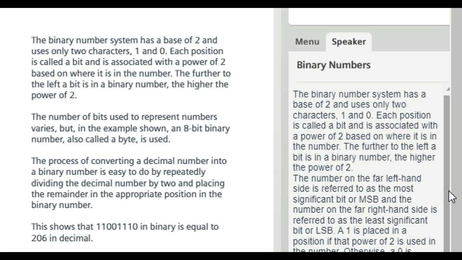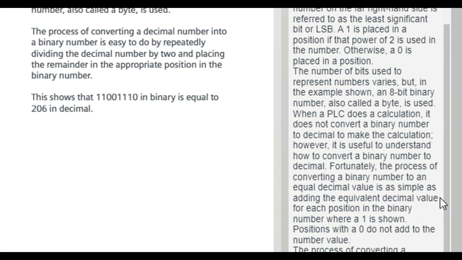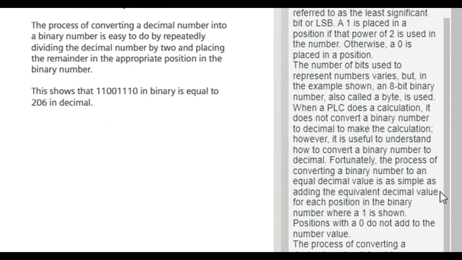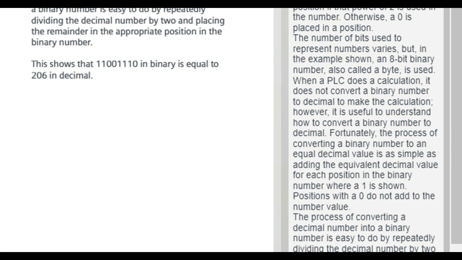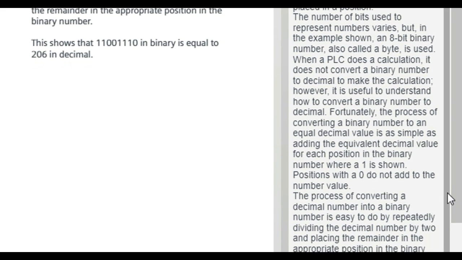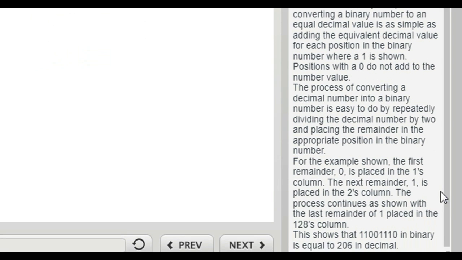The number of bits used to represent numbers varies, but in the example shown an 8-bit binary number, also called a byte, is used. When a PLC does a calculation, it does not convert a binary number to decimal to make the calculation. However, it is useful to understand how to convert a binary number to decimal. Fortunately, the process of converting a binary number to an equal decimal value is as simple as adding the equivalent decimal value for each position in a binary number where a 1 is shown. Positions with a 0 do not add to the number value.